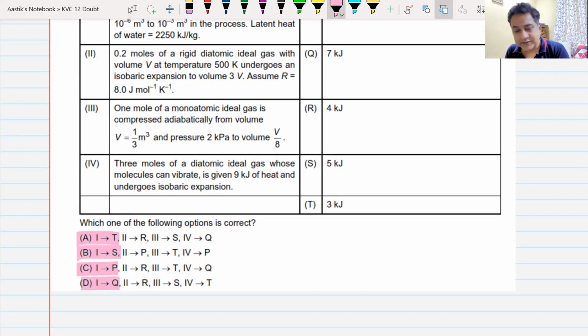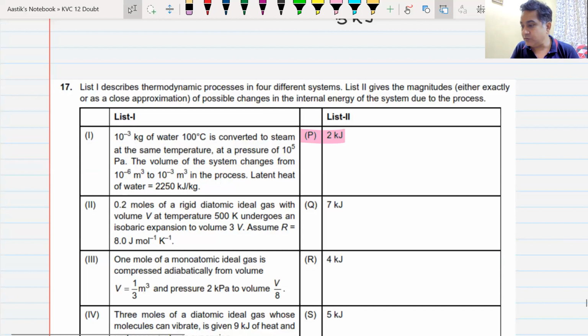Are you getting my point, bacha? Because option first has all the options which are different. So if you get the correct answer for the first one, you can mark that option as correct. So we got 2 as the answer for the first part, first question, and 2 happens at P. P is given as 2. That means the correct answer is.